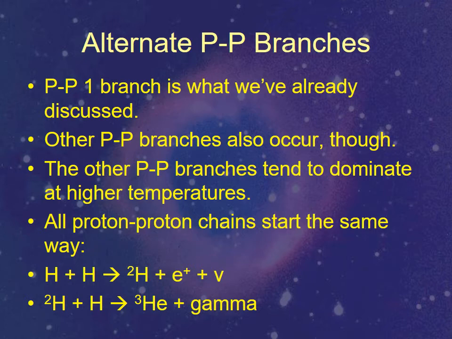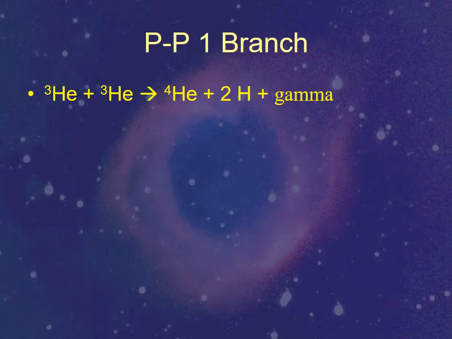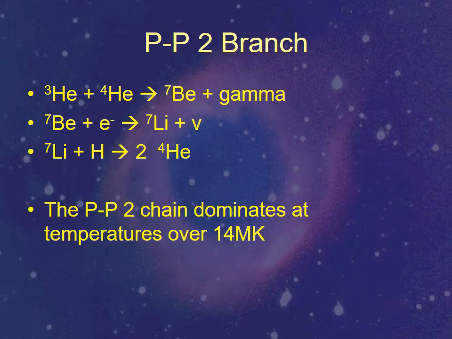Now, I should also mention, just as a side note, the proton-proton chain that we talked about in the previous chapter on the sun was the proton-proton 1 branch, or PP1 branch. That's when the hydrogens come together to make a deuterium. The deuterium forms together with a hydrogen to make a helium-3. The helium-3s come together to make a helium-4 and a couple leftover hydrogens. So this is your normal proton-proton chain. There are a couple of other proton-proton chains that happen.